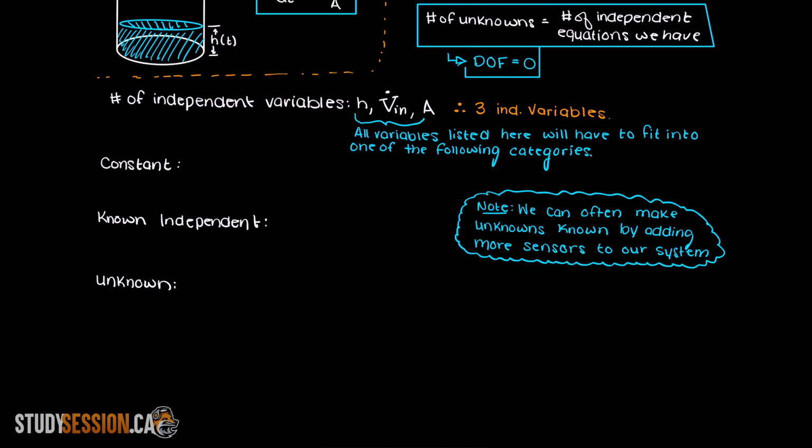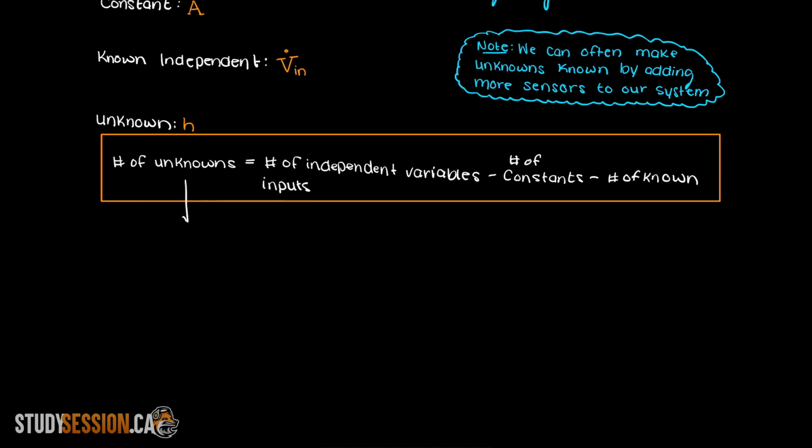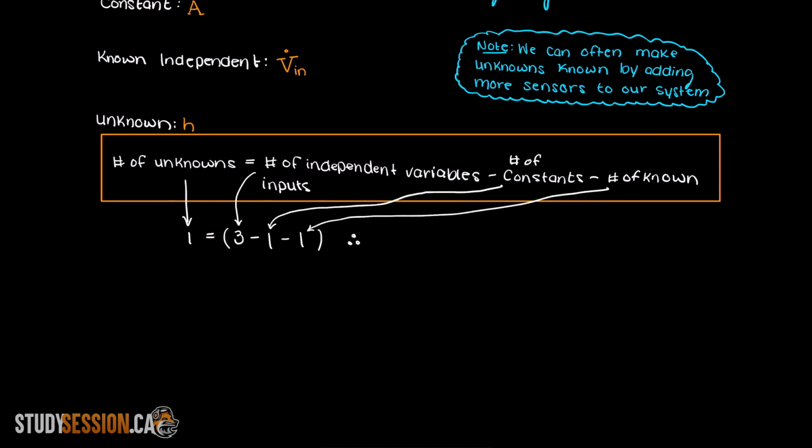Once we have assigned a category to all of our independent variables, we can check our model's consistency. We take our number of independent variables, which we have 3 of, and subtract the number of constants and known inputs. In a consistent model, this newly found value should equal our number of unknowns. This means that our model is consistent and can be readily solved.